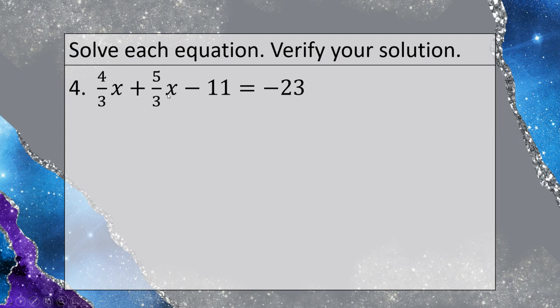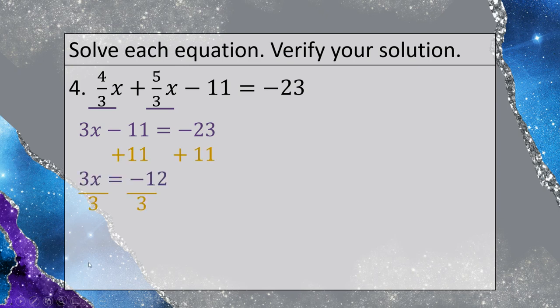Number 4, combining like terms, 4/3 x plus 5/3 x. When we're adding the coefficients, they are fractions. They have a like denominator, so I'm going to keep the denominator of 3 and add the numerators. 4 plus 5 is 9, so 9 over 3 equals 3. So that combines to give us 3x. To get x by itself, we'll add 11 to both sides and then divide both sides by 3.